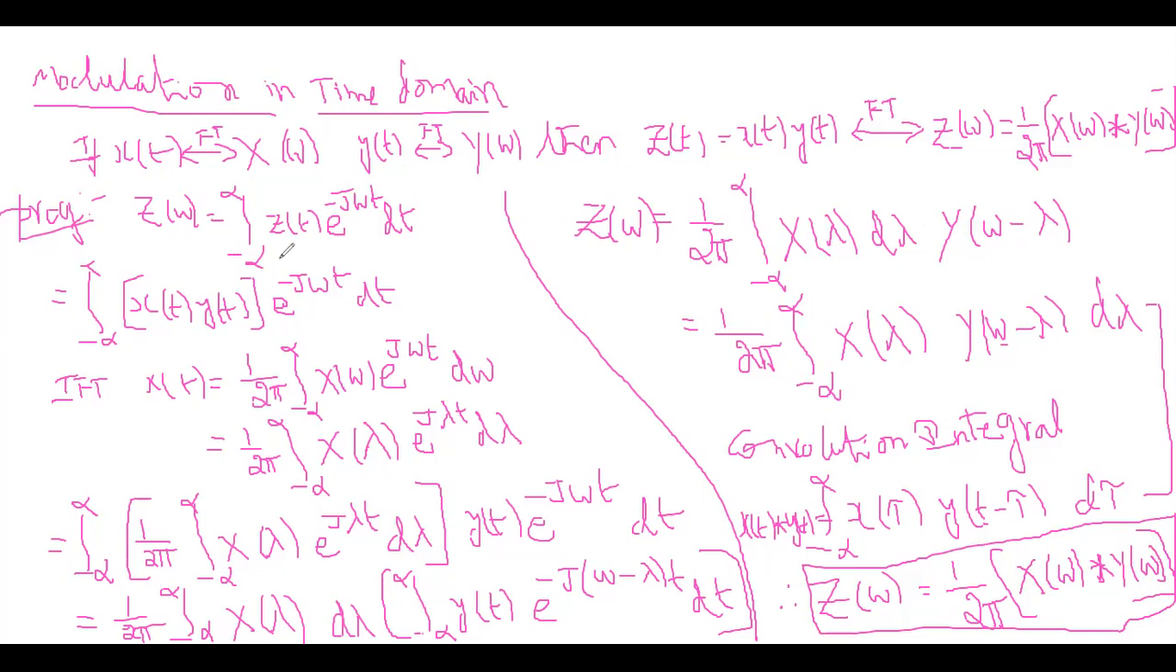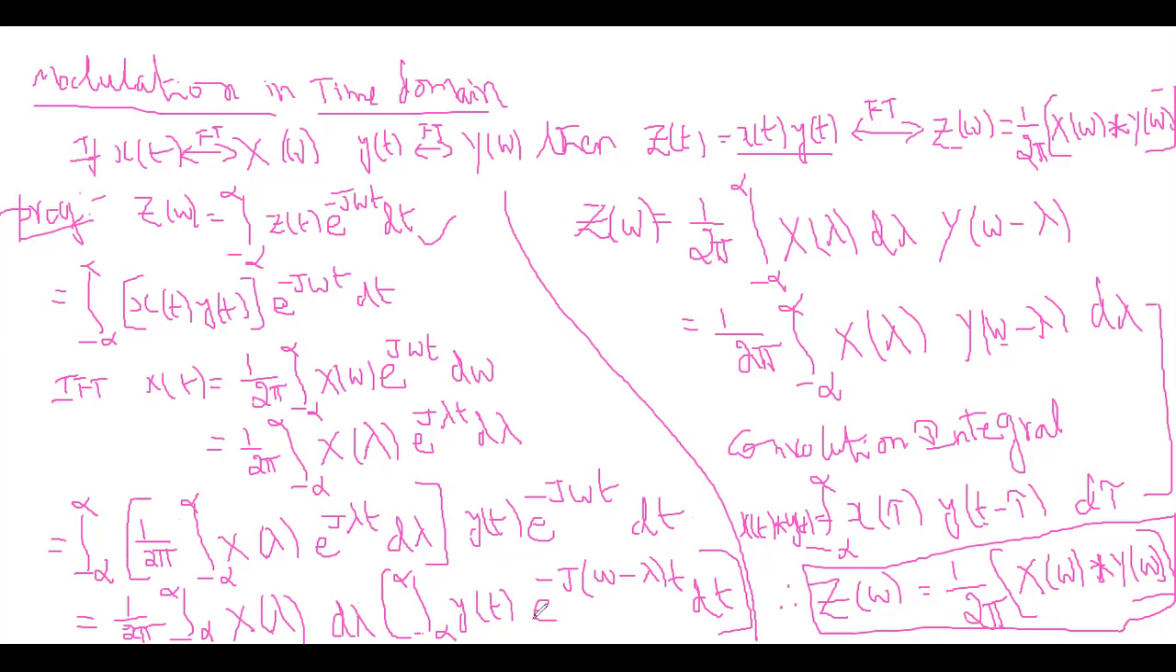First of all, I take z of omega as per the Fourier transformation definition, and substitute z of t according to the given x of t, y of t. From the definition of inverse Fourier transformation, x of t is equal to 1 by 2 pi integral from minus infinity to infinity of x of omega e power j omega t d omega. Change the variable omega to lambda here. Substitute this as x of t in y of t e power minus j omega t dt, and rewrite this expression as one integral in lambda and another integral over all the t terms.